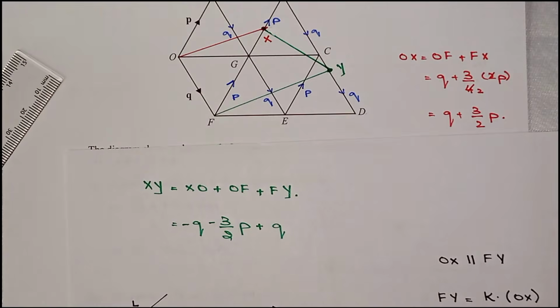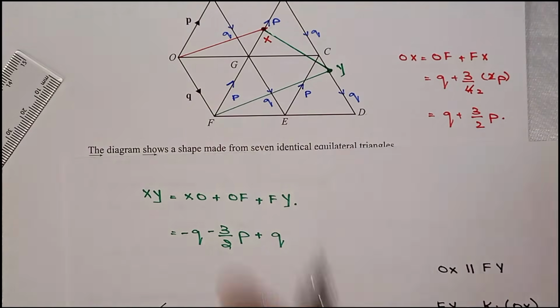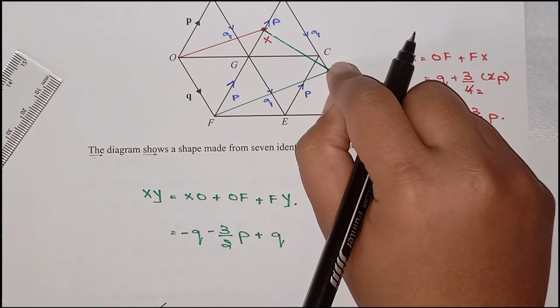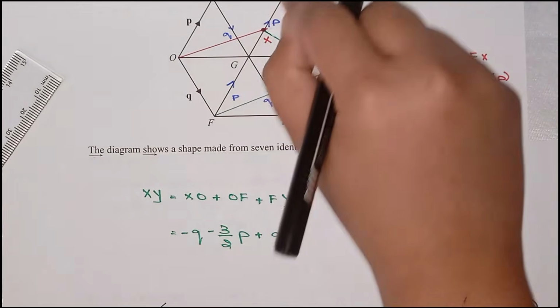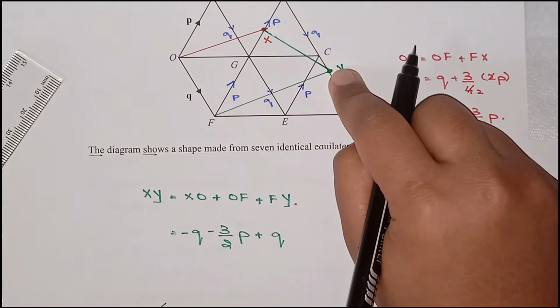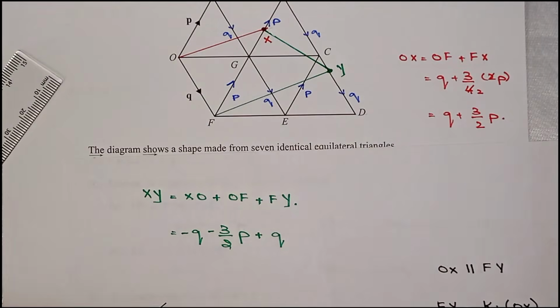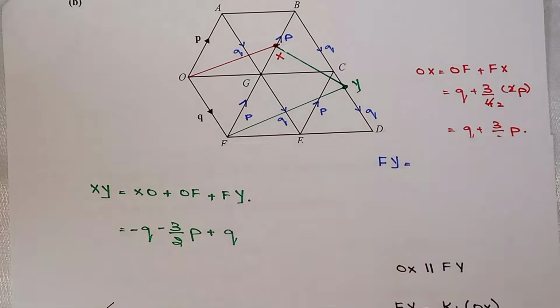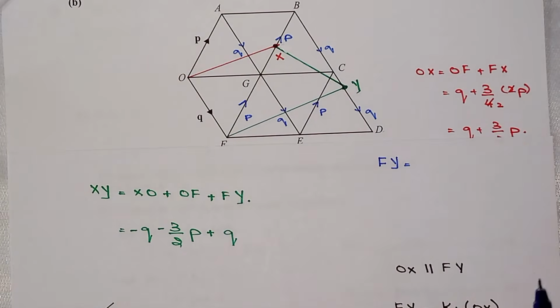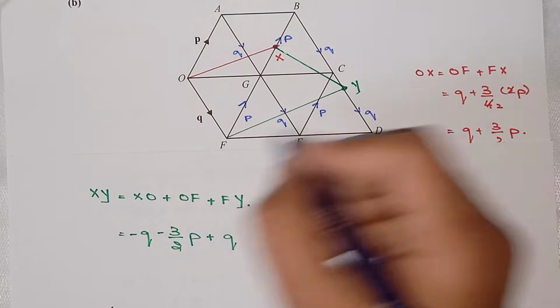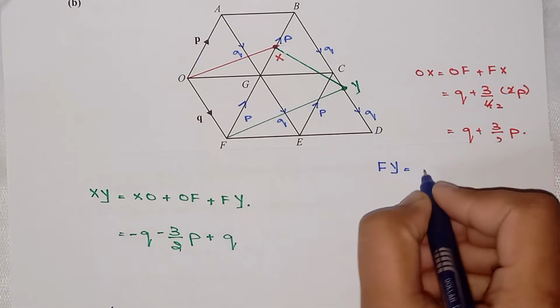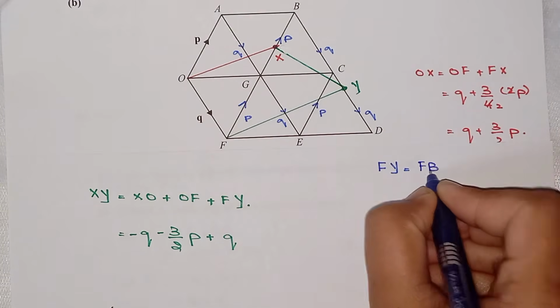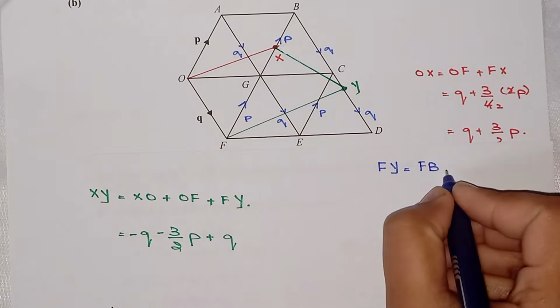So let me find the path for FY. FY is FB and BY, right? So let me write down the path for FY. So FY follows a path of FB plus BY.